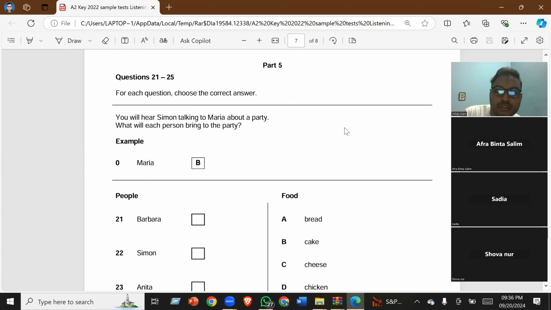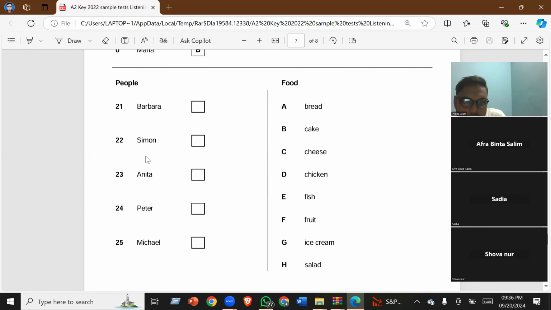You will hear Simon talking to Maria about a party. What will each person bring to the party? So all these persons will go to that party, and everyone will have something to bring. Okay, they will bring something from these options, and you have to listen and understand which person will bring what. Suppose Simon is bringing fish. Suppose, okay, Simon is bringing fish, then what will be the answer?